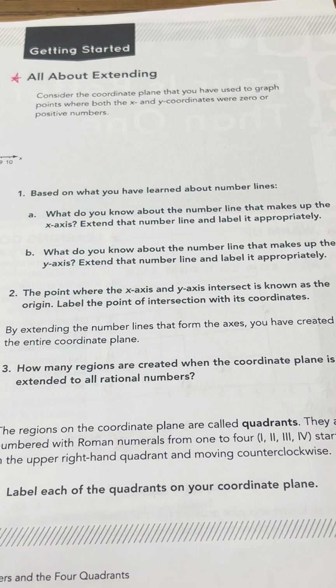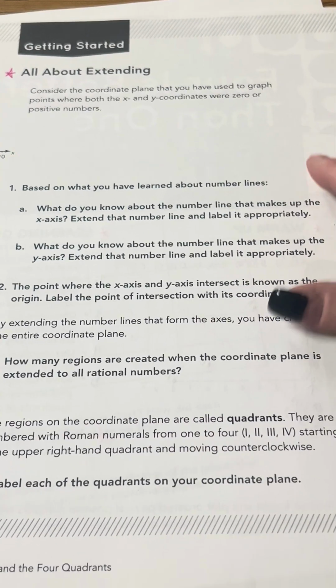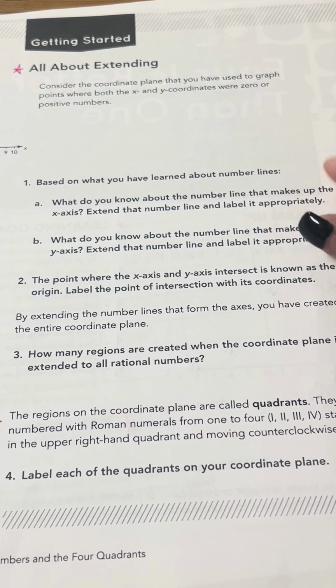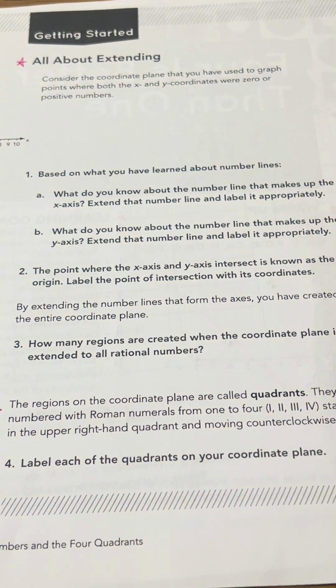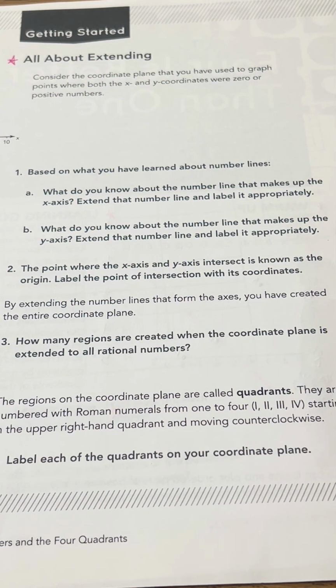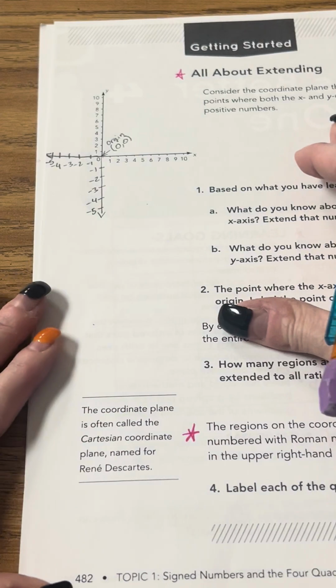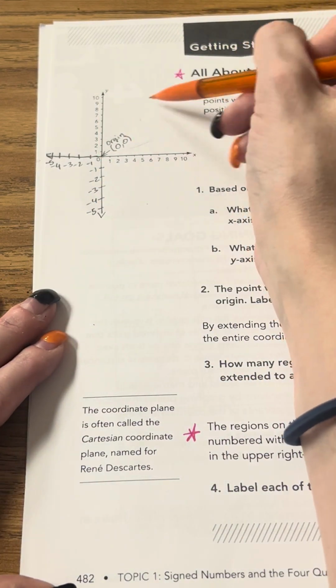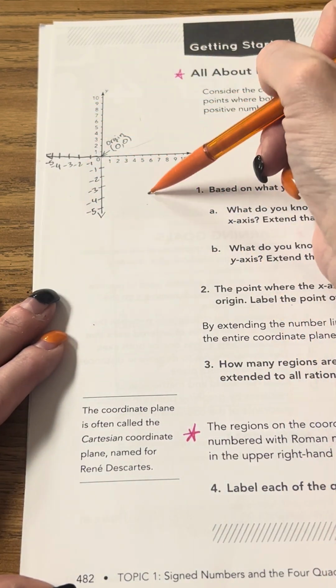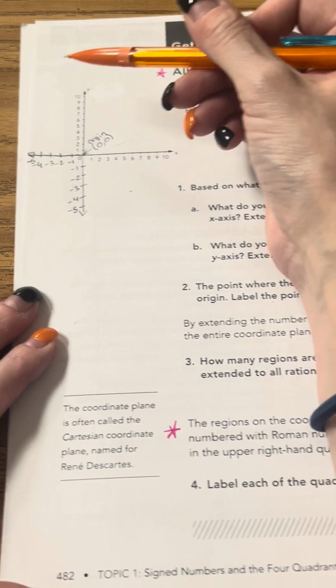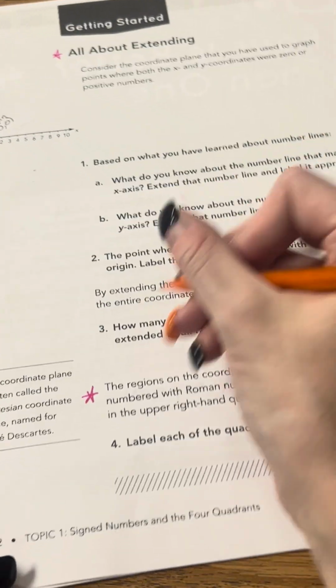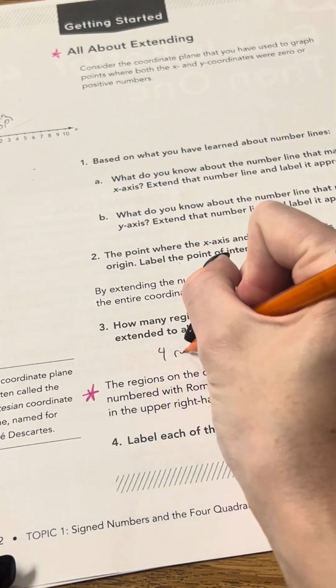Okay. By extending the number lines that form the axis, you have created the entire coordinate plane. Number 3, how many regions are created when the coordinate plane is extended to all rational numbers? Well, you'll see we have one region here, 2, 3, 4. So that's 4 regions. So that's going to be our answer. It's 4 regions.